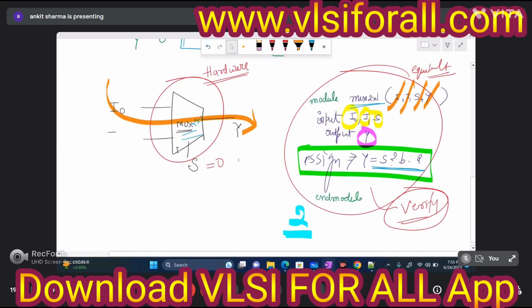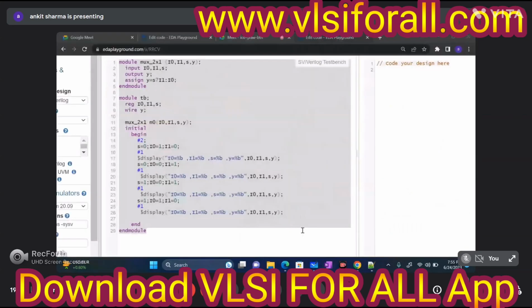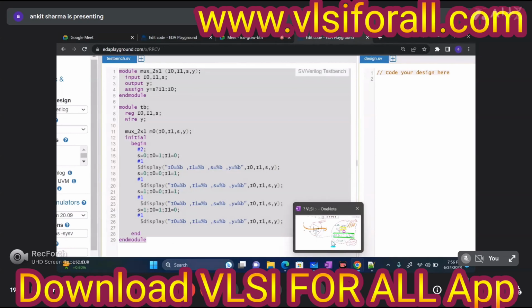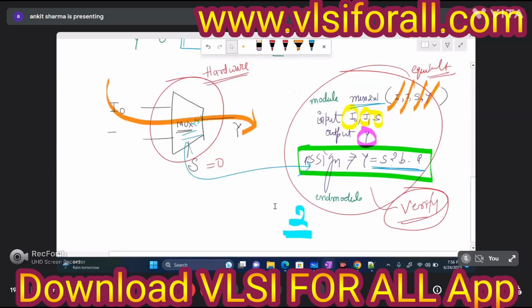But what I taught you is how we can describe this diagram equivalently in the form of a program. That imagination I am showing you. You should have that imagination, and that is the power of the Verilog language. Through Verilog, it is possible. That means we can describe hardware in the form of a program. That is nothing but Verilog.